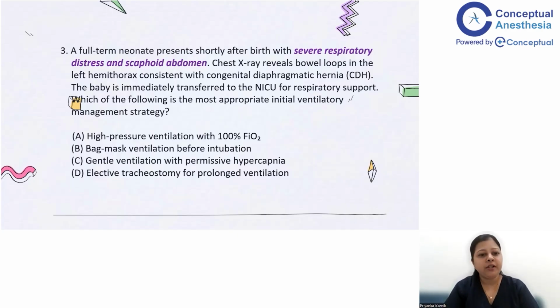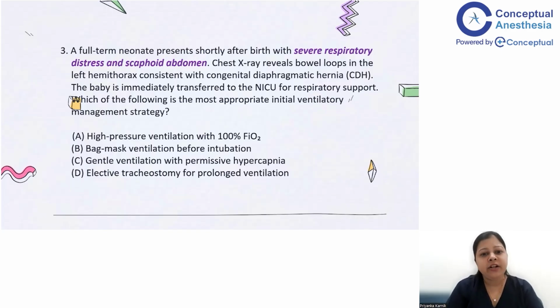The first option is high pressure ventilation with 100% FiO2. Now, as I said, if you give high pressure ventilation, the bowels will also get dilated, and also because the lungs here are hypoplastic, if you give high pressure ventilation then there can be barotrauma to the lungs. So giving high pressure ventilation with 100% FiO2 is definitely not the answer.